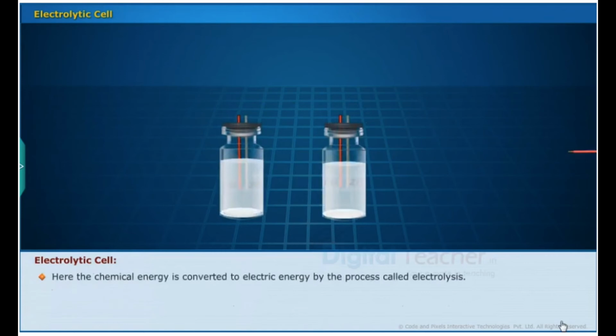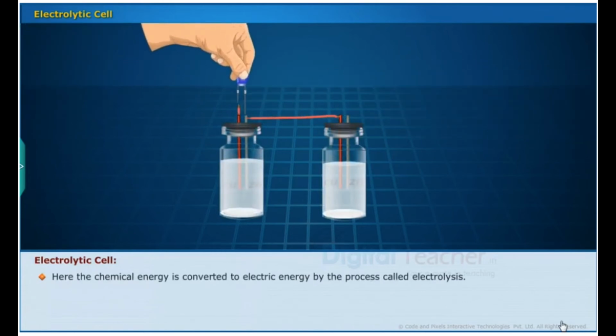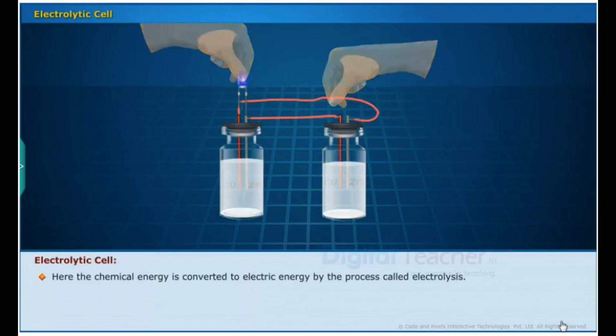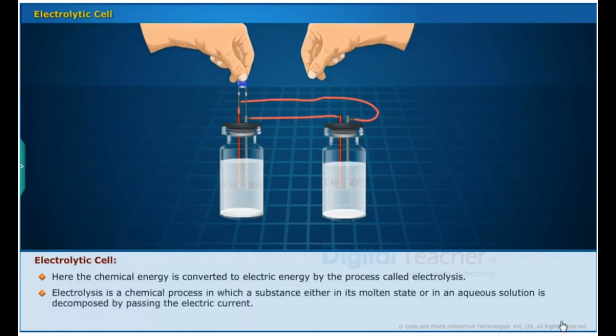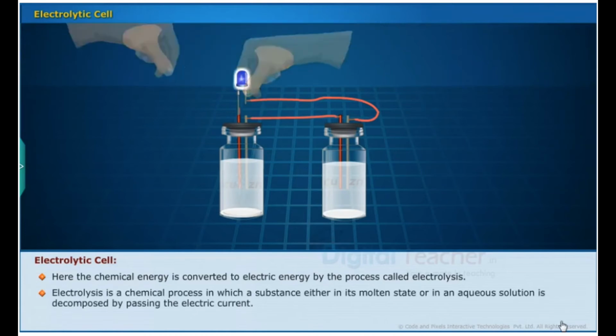Here, the chemical energy is converted to electric energy by the process called electrolysis. Electrolysis is a chemical process in which a substance either in its molten state or in an aqueous solution is decomposed by passing the electric current.